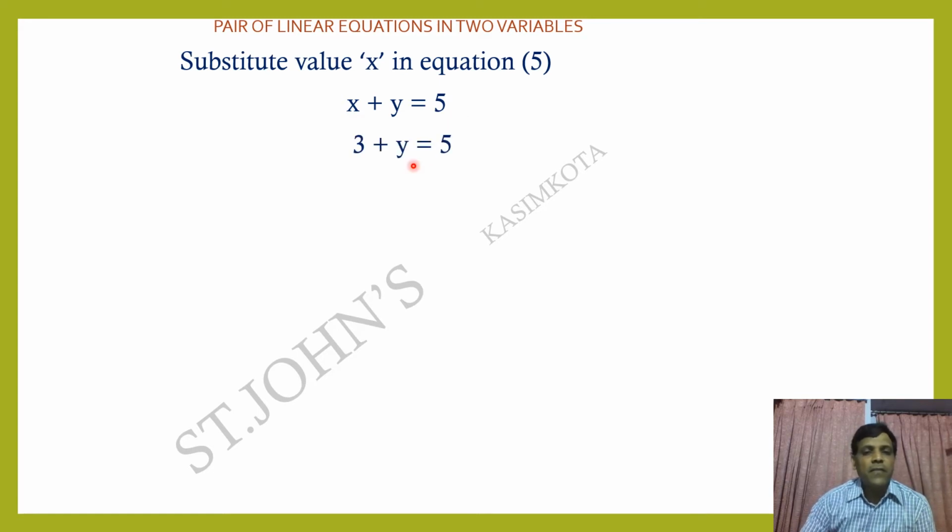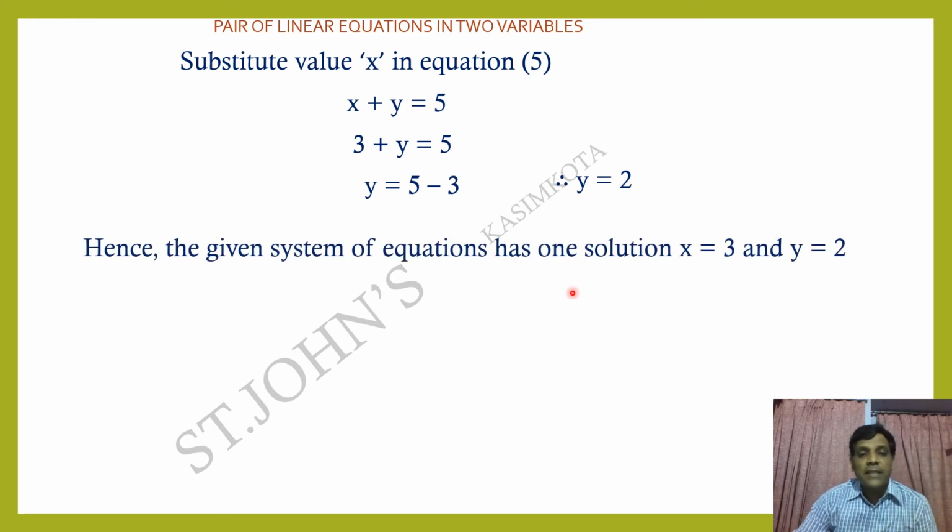Then y equals 5 minus 3. So what is the value of y? Therefore y equals 2. x equals 3 and y equals 2. These two are the solutions of the given pair of linear equations. Are you clear? Conclusion: hence, the given system of equations has one solution, x equals 3 and y equals 2.